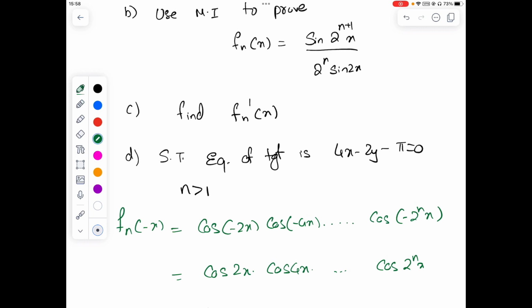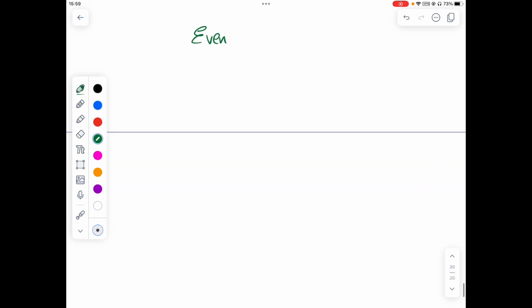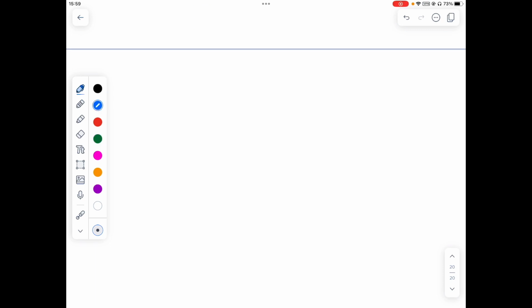Now part B. In part B, what am I supposed to do? Use mathematical induction to prove that. So first of all, we have to use the basis step for this one. Basis means n equals 1.